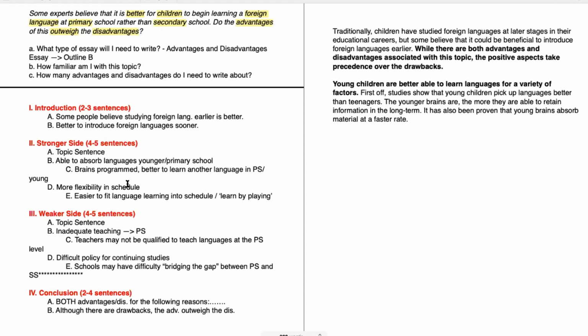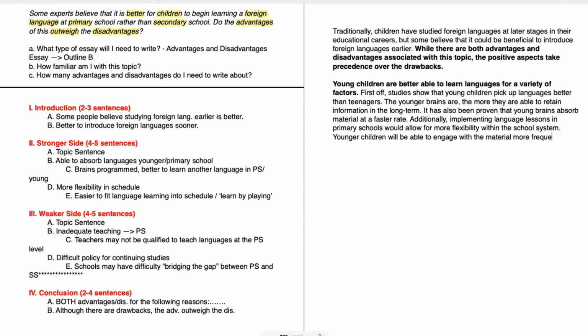And now I'm going to go into my second explanation, so more flexibility in schedule. It's my second point, so I'm going to say, additionally, implementing language lessons in primary schools would allow for more flexibility within the school system. And now, as an example, I'm going to say younger children will be able to engage with the material more frequently through shorter sessions, thus maintaining their enthusiasm and progress.